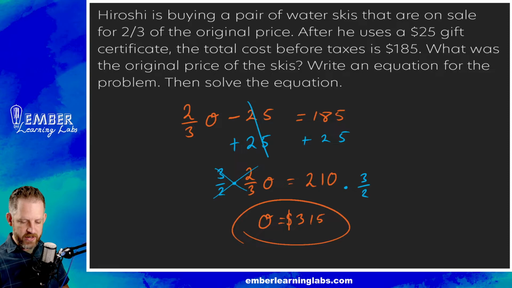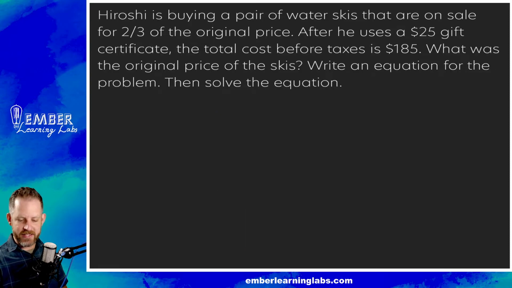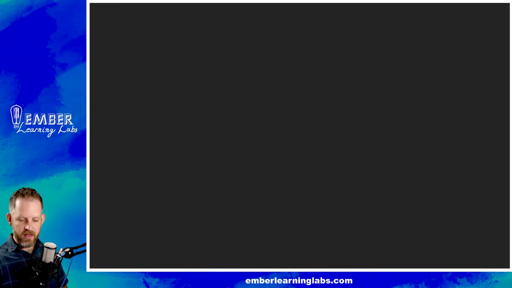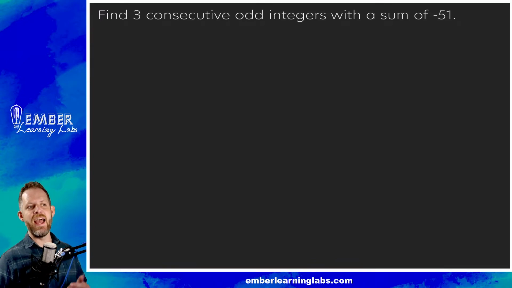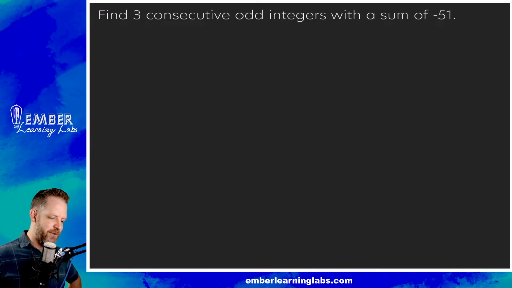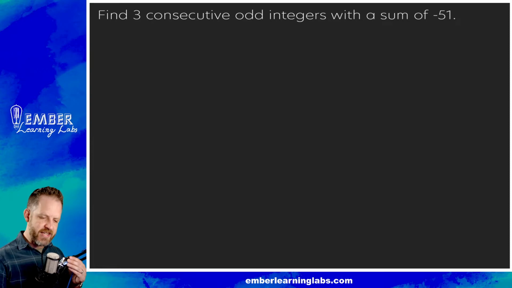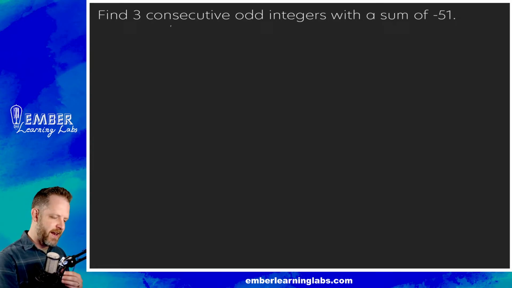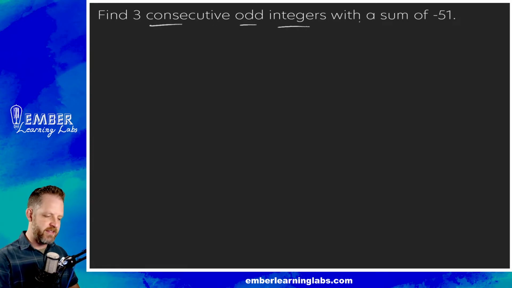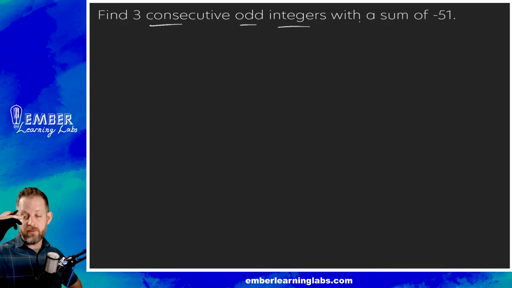This one is going to be kind of a really classic problem type that you see in basically every math book ever written. And so we want to make sure we're good to go on these. You'll even potentially see this in a college algebra course as well. So we're going to find 3 consecutive odd integers with a sum of -51. Now, the consecutive integers bit, that guy right there, this is what makes this problem unique.